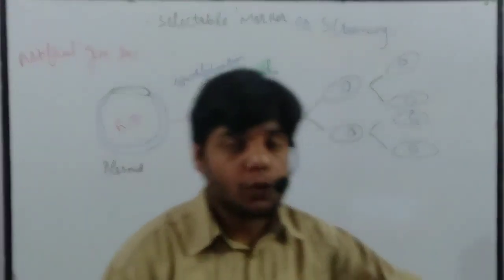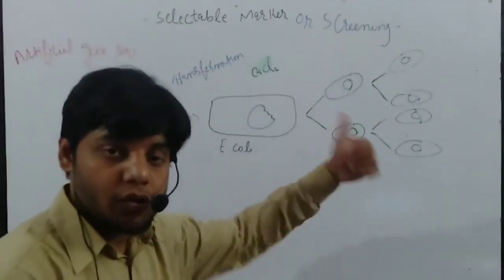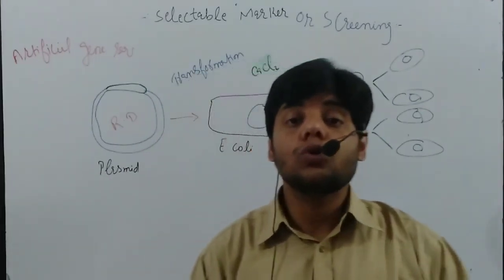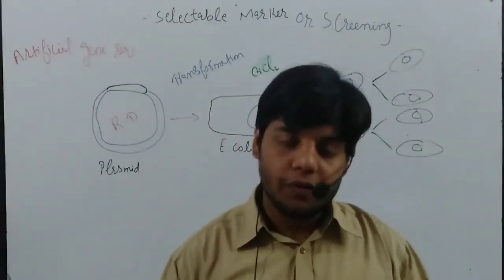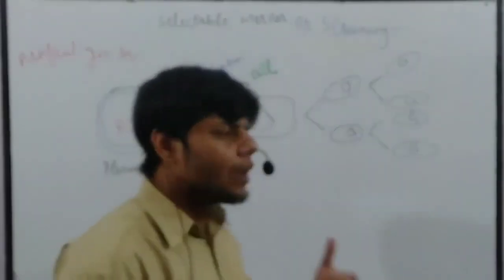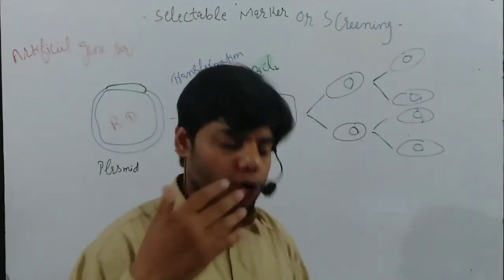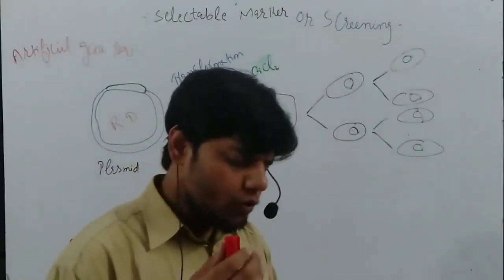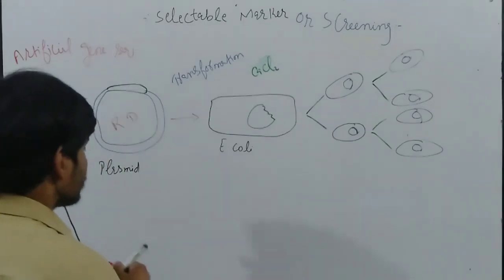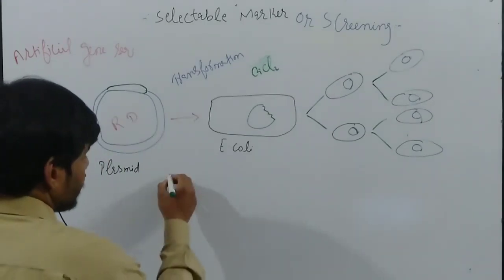For this purpose, we use selectable markers. We use selectable markers to check whether our gene of interest is present or not. There are many types, or we can say many examples, of selectable markers. Sometimes we use an antibiotic resistance gene.